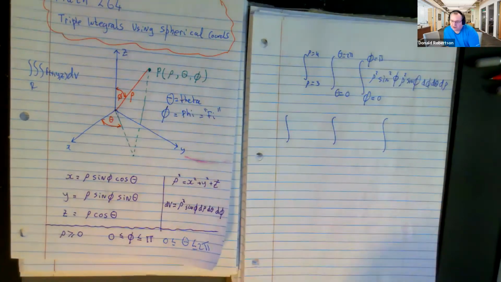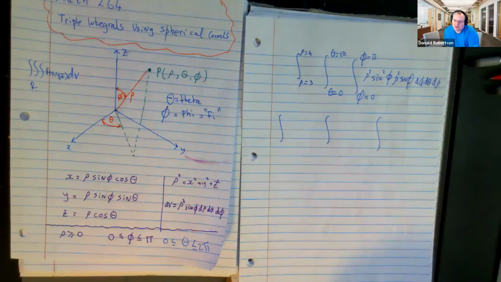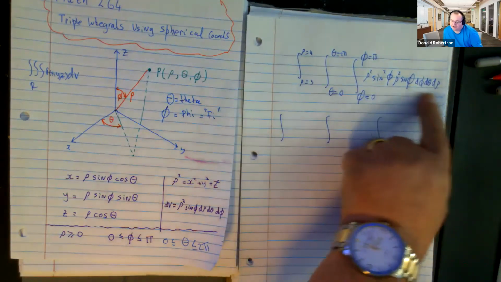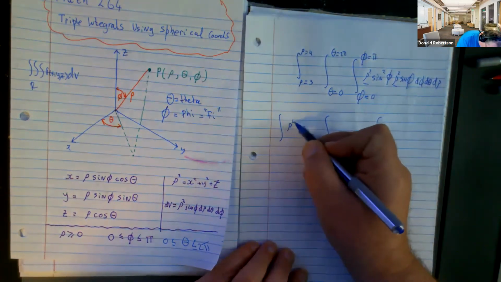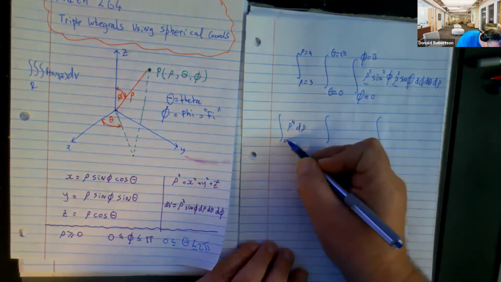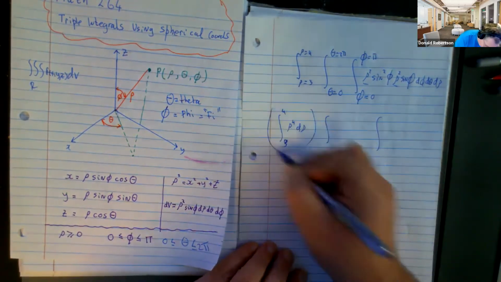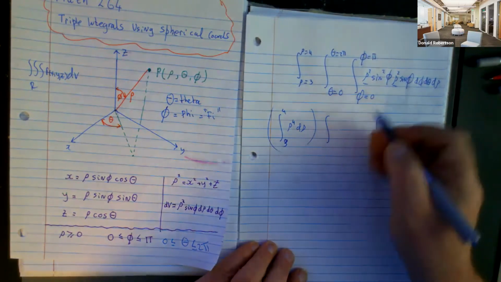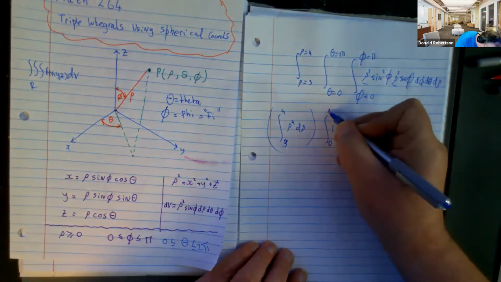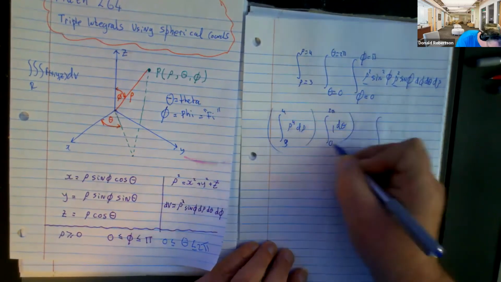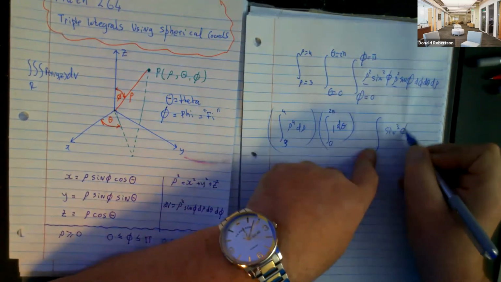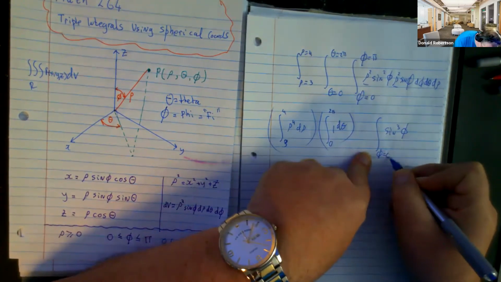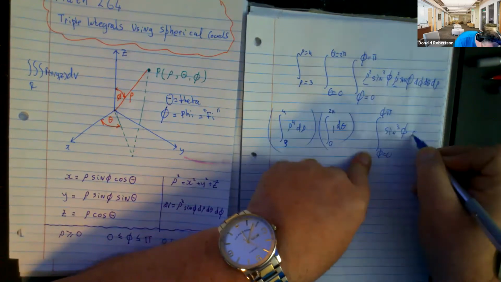Would you agree that this is, as most of these questions seem to be, variable separable? Would you agree? They're all numbers, and these are just big multiplication. So if I take this guy and join it to this guy, I'm going to get rho to the 4 from 3 to 4. There's no mention of theta, so we'll just do 0 to 2 pi of 1. And then we have a sine cubed phi from 0 to pi d phi.